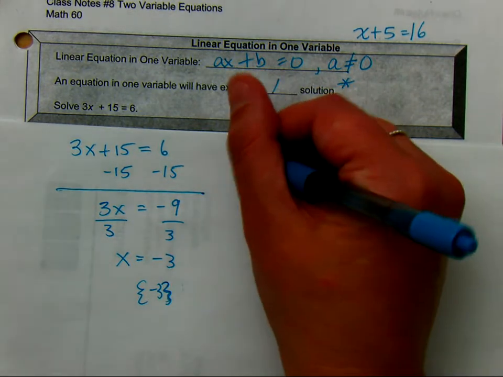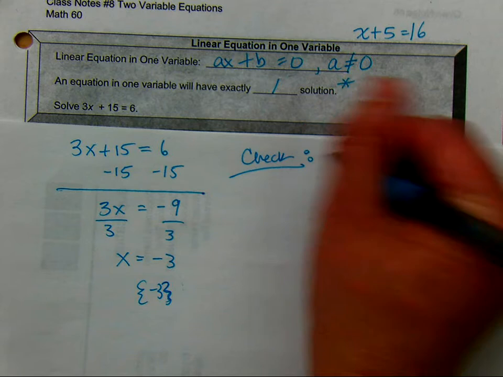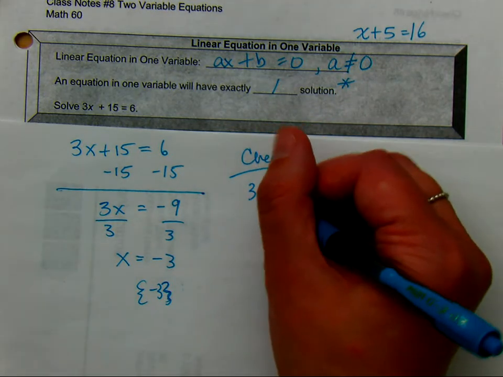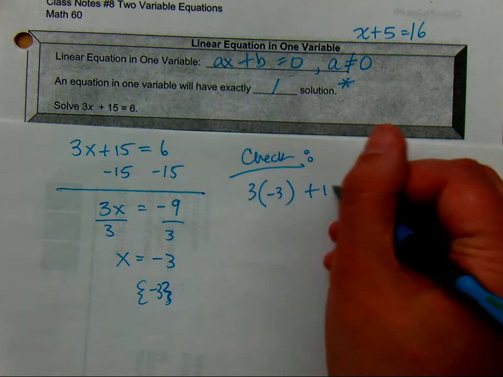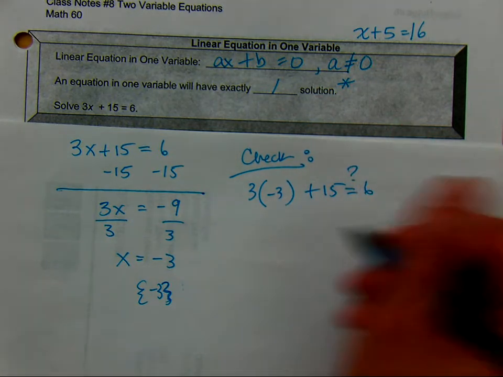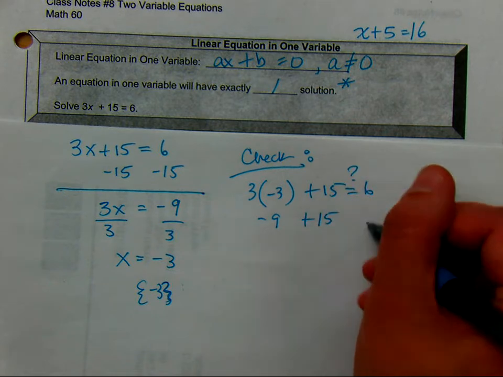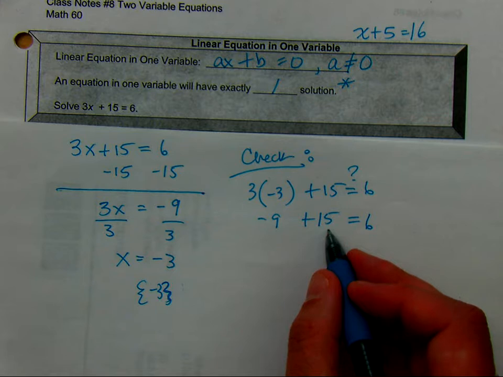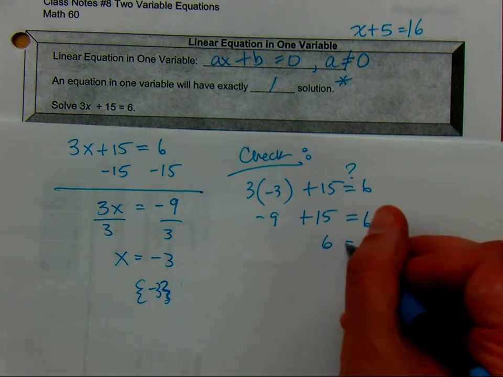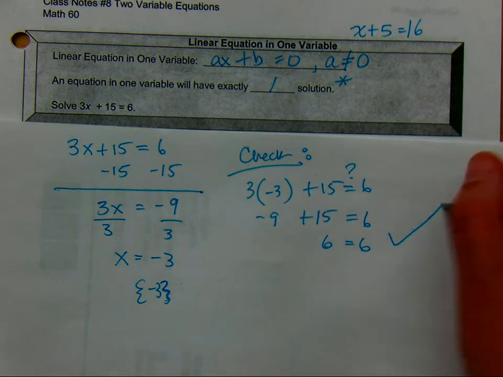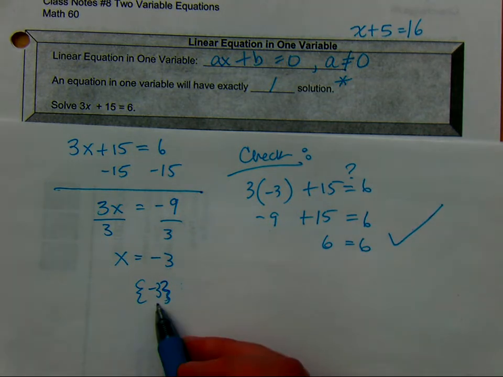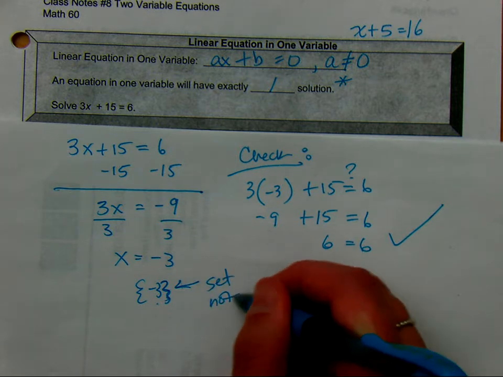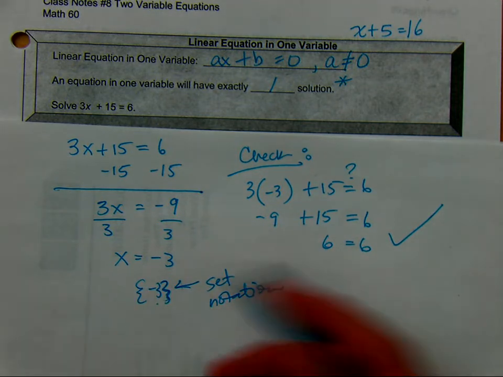How do we make sure that that's actually true? Hint: check. And to check it, we would plug that number in, negative 3 plus 15. We want to see, is it equal to 6? We get negative 9 plus 15. Is that equal to 6? If you owe 9, you have 15, pay back your debt, you have 6 left. 6 equals 6. So that's how we know. 6 is not our solution. Negative 3 is our solution. And what I showed right here is just set notation, showing that that is our solution set.